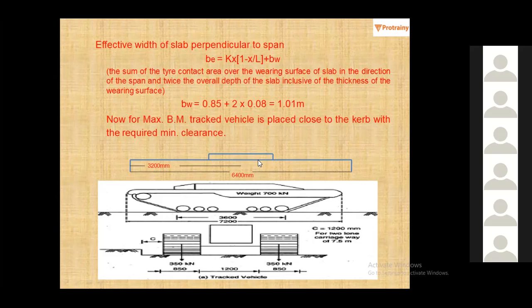Now you have to find the dimension which is perpendicular to your span. ठीक है ना, effective width of slab perpendicular to span. इसके लिए ये एक्सप्रेशन है जो हमने लास्ट लेक्चर में मैंने बताया था. This formula is given again. This formula is provided in the code. BE is equal to K into X bracket 1 minus X by L bracket close plus BW. ठीक है, this expression is given.